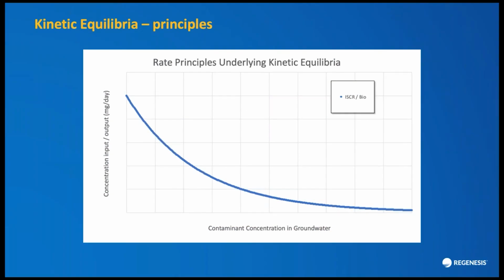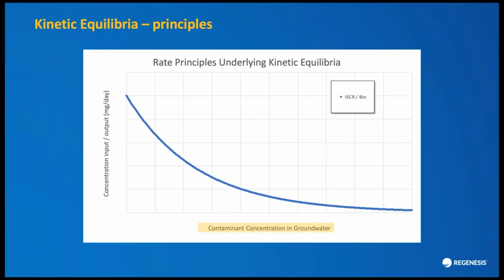The blue line is an output, destructive. Maybe it's ISCO, maybe it's bio, doesn't really matter. The kinetics are first order. In other words, the rate has an exponential function. It's not equal to 1. It changes as concentration changes.